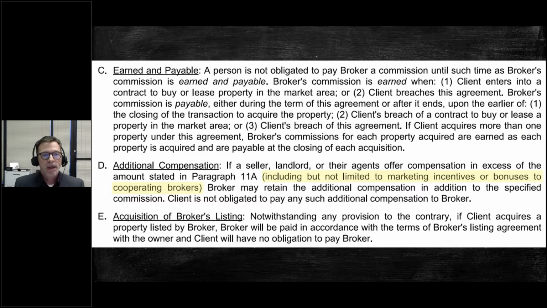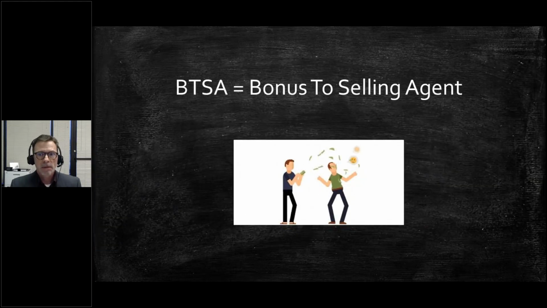Additional compensation. If a seller, landlord, or their agents offer compensation in excess of the amount stated in paragraph 11A, and what are we talking about here? Including but not limited to marketing incentives or bonuses to cooperating brokers, right? So we're talking about BTSA, bonus to the selling agent.